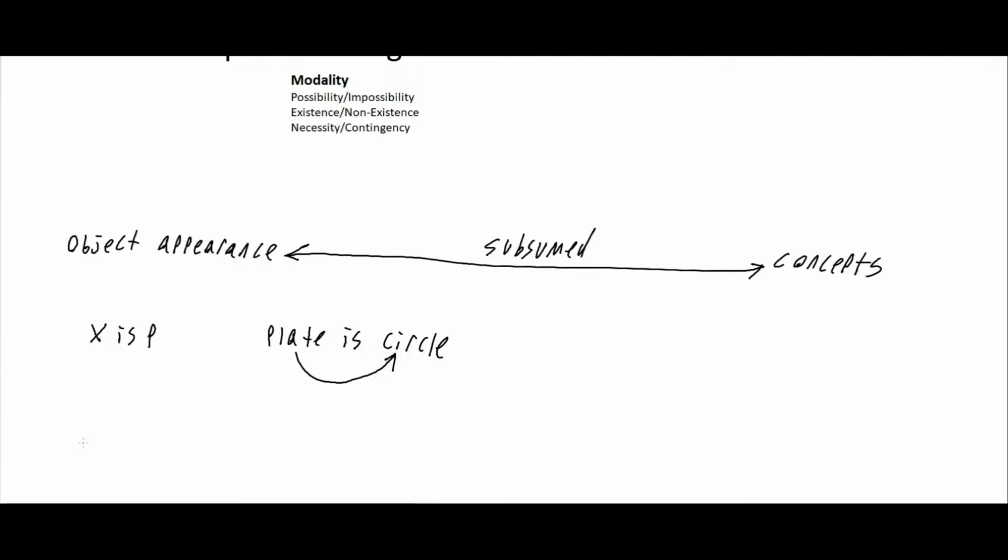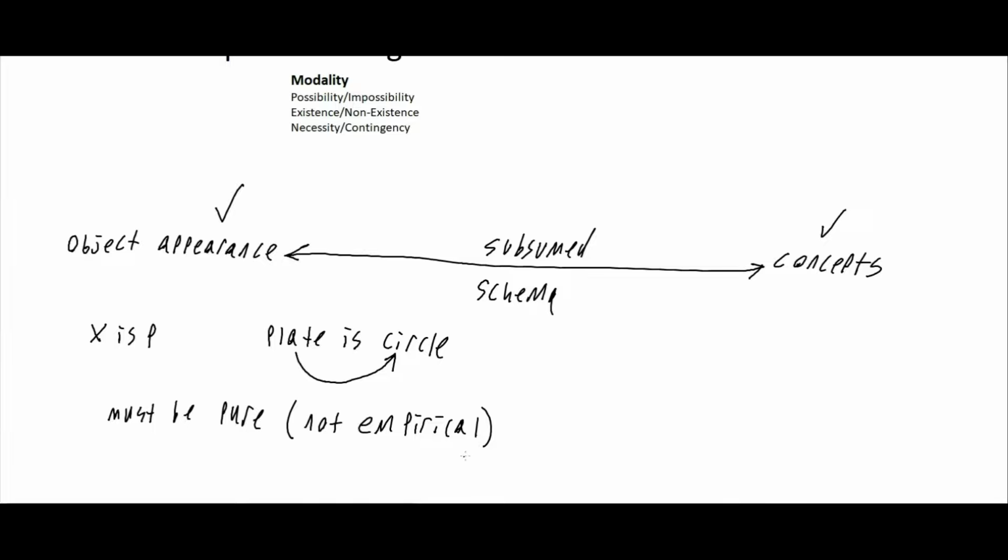So there must be some third thing between the appearances and the concepts that allows this subsumption to happen, and this will obviously be the schema, but that's getting a little bit ahead of ourselves. He says that this third thing must be pure. In other words, not empirical, so it's not something we learn through experience. So it has to be pure. That's what Kant means by pure.